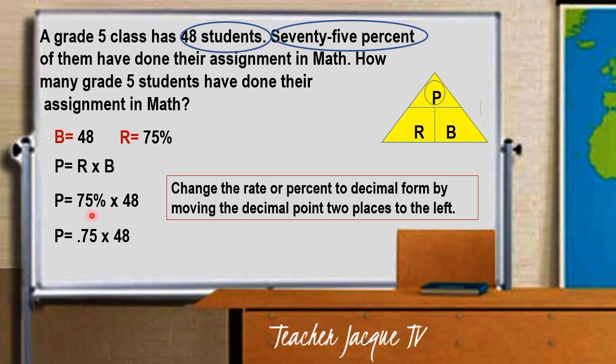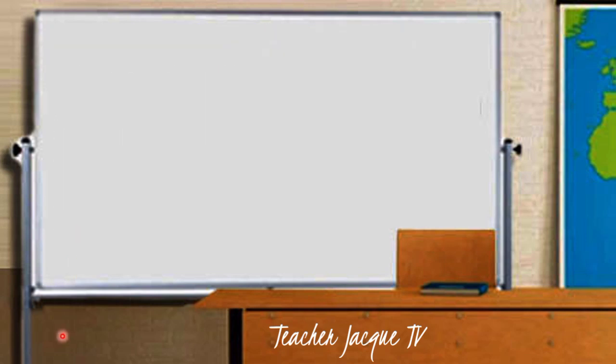Or the other way ng pag-convert ng percent form into decimal form, ang gagawin lang 75 divided by 100. Ang makukuha din nating sagot ay same lang na 0.75. So, 0.75 multiplied by 48, ang ating product ay 36. Therefore, ang ating percentage is equals to 36.